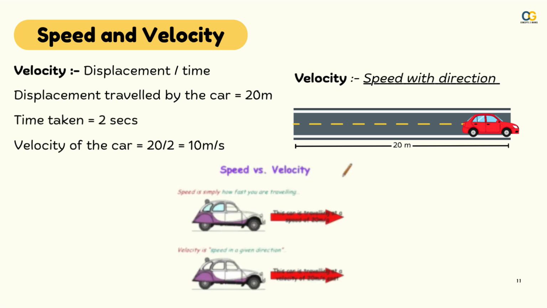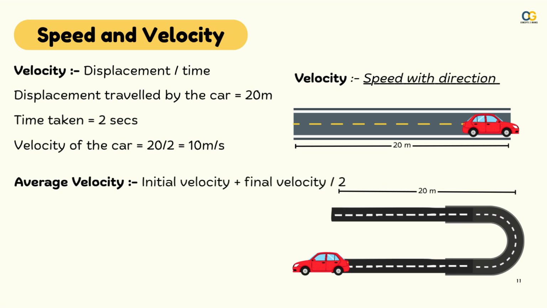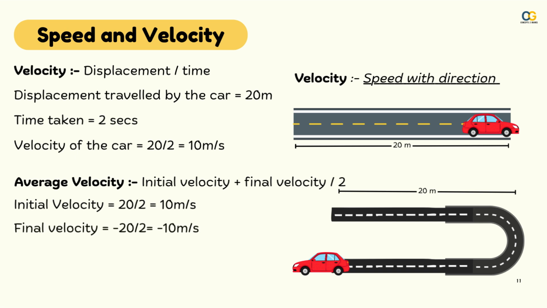Let us say the car was moving straight and then took a U-turn and went back in the opposite direction. Now the average velocity in this case will be initial velocity plus final velocity by 2. Here the initial velocity is 20 by 2, which is 10 meters per second. And the final velocity is minus 20 by 2 because the car was moving in the opposite direction. So that gives you minus 10 meters per second. So the average velocity of the car will be 20 minus 20 by 2, which is equal to 0.